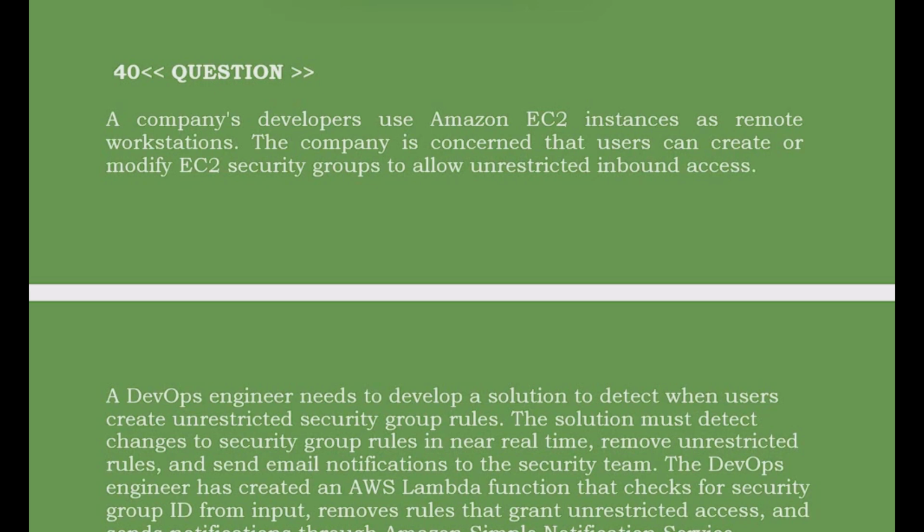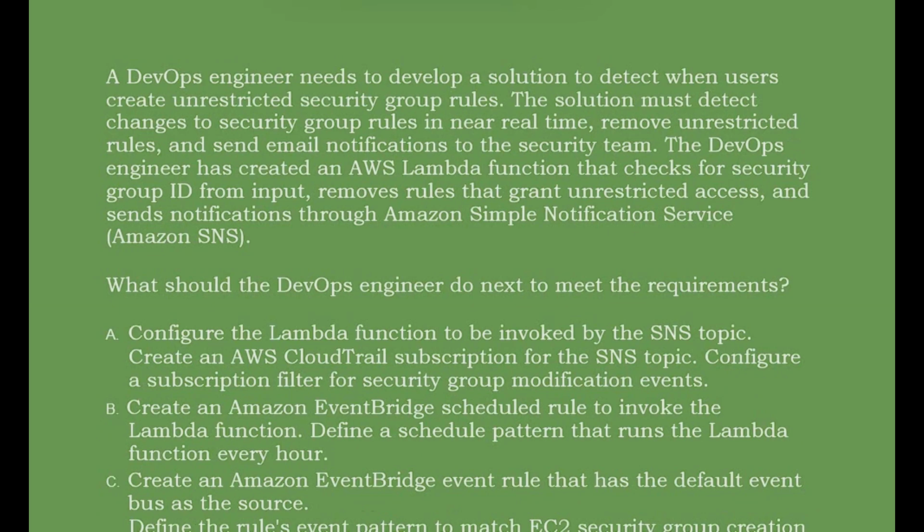Question is, a company's developers use Amazon EC2 instances as remote workstations. The company is concerned that users can create or modify EC2 security groups to allow unrestricted inbound access. A DevOps engineer needs to develop a solution to detect when users create unrestricted security group rules.